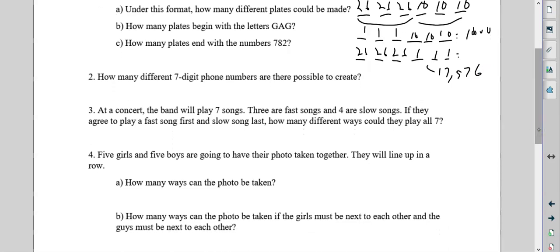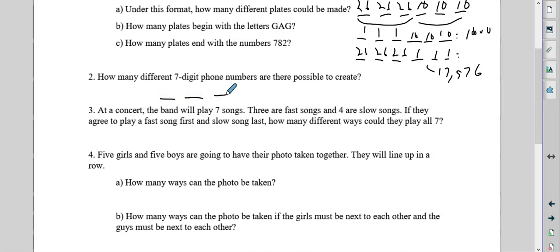How many different 7-digit phone numbers are there possible to create? Now, this is kind of an old question because, back when I was a kid, there was only 7. Then the 2 area codes came when I was an adult. Then it was 636 or 314. And now with the new law, you have to use 314 or 636, so it's kind of gotten more complicated as it went along.